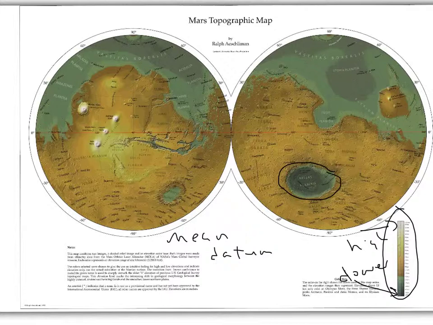Here, Argyre Basin, another large impact basin. We looked at Isidis Planitia earlier. That's another one of these large impact basins. Okay. Now I want to talk just a couple of minutes about the color scheme here.